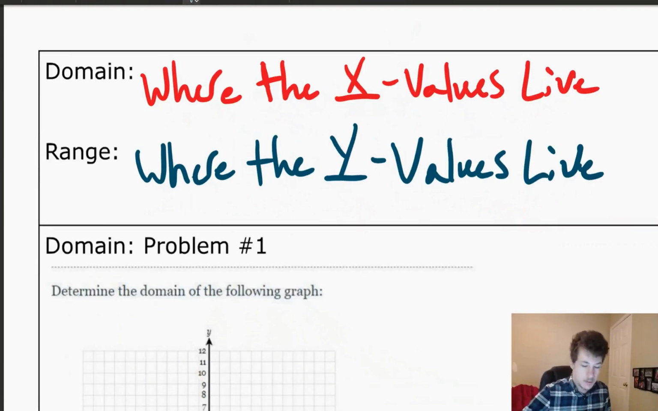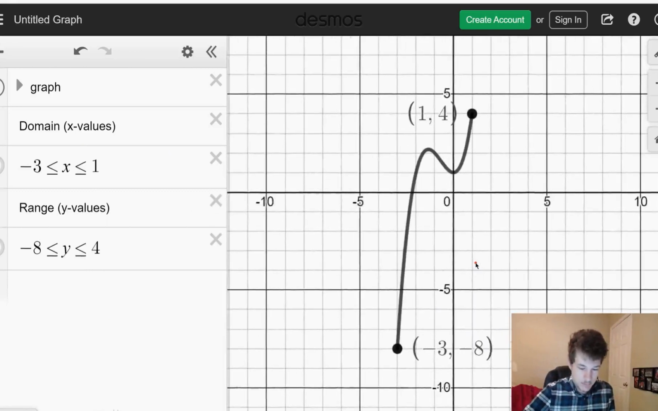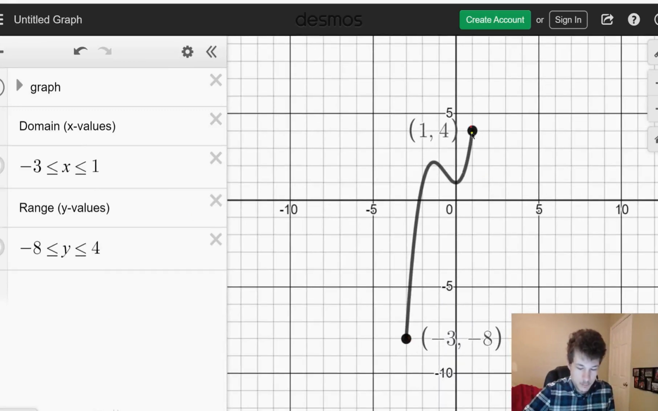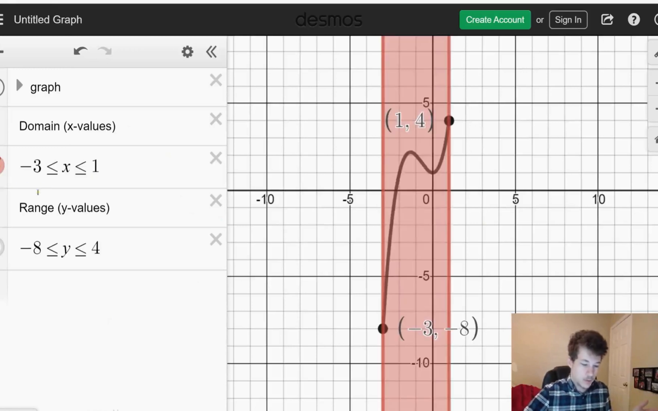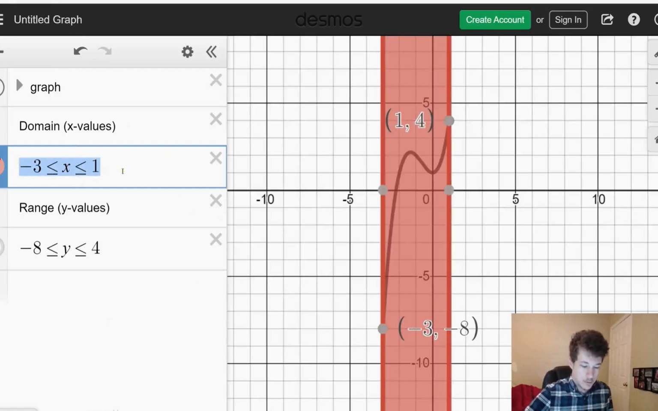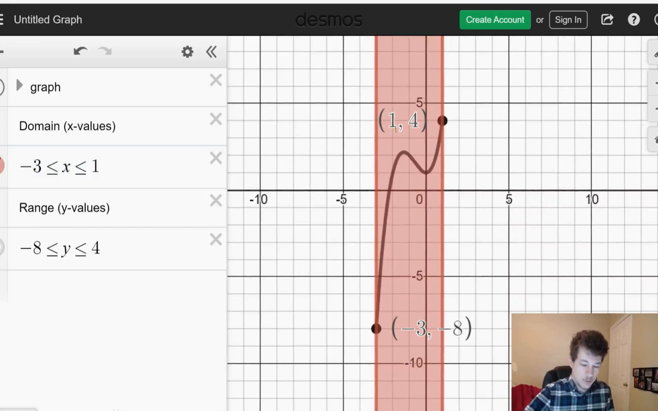Well, let's look over at Desmos. I have a pretty similar graph graphed out here, and I have two endpoints. Those are pretty important, so we'll keep those in mind. For this particular graph, if we look at where the x values live, remember x is horizontal, so left to right. The x values live in this range right here, which I typed in from -3 to 1. You might notice where I got these numbers from. If you look at the x values of these coordinates, -3 and 1, that is exactly where the x values of that function live.